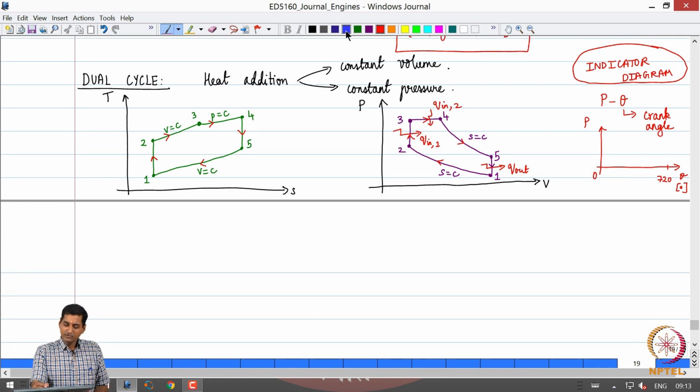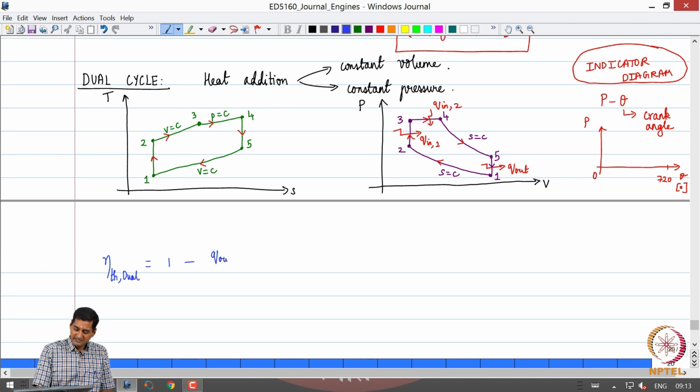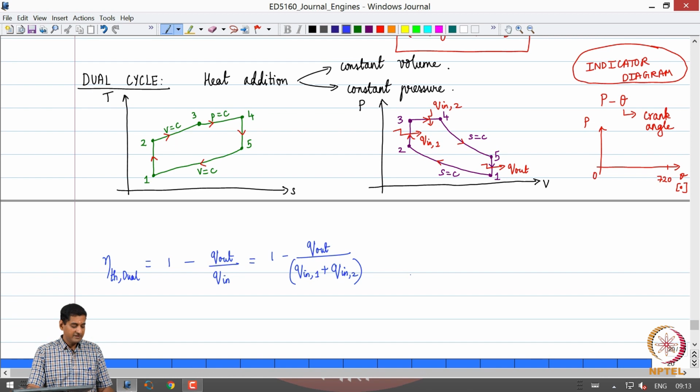So, now let us come back to our analysis of the dual cycle. So, once again the thermal efficiency of the dual cycle is, as we know from first law of thermodynamics, what we derived, going to be 1 minus Q out by Q in. However, now Q in will consist of two parts, Q in 1 plus Q in 2. Okay, so those will be the two parts.